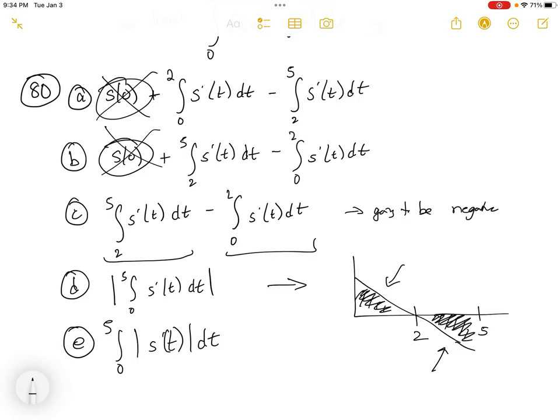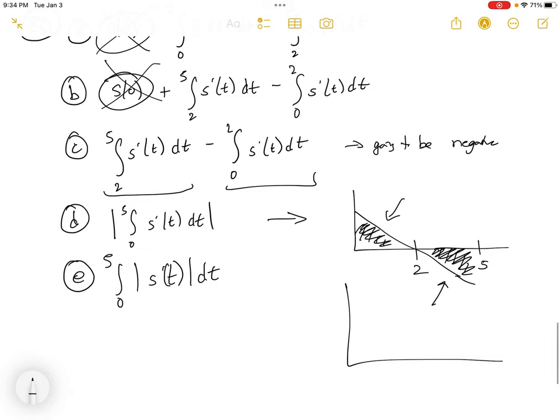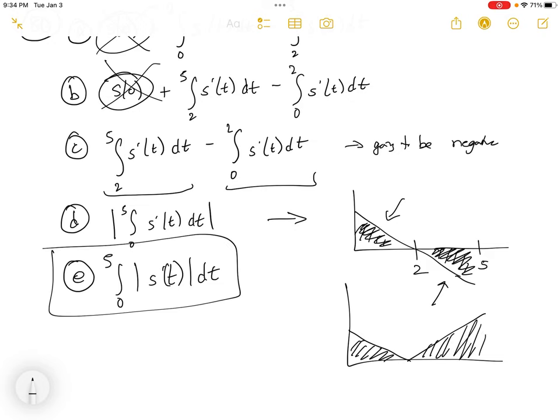Whereas if I took the absolute value of just the function down here, I might end up with something that looked like this, and then that makes more sense. I want all of this area, and I want all of this area. So I think it's E. E sounds like a good answer to me. All right.